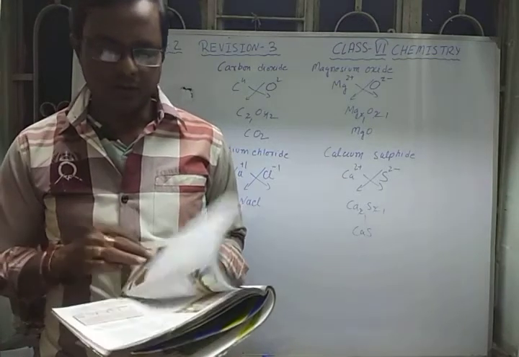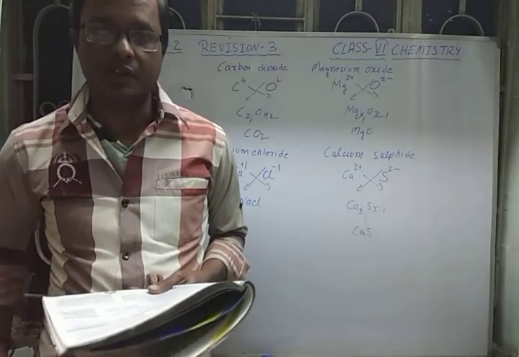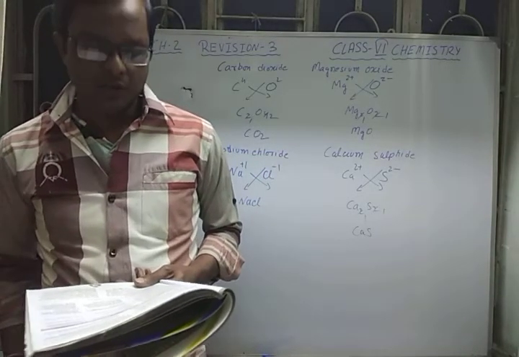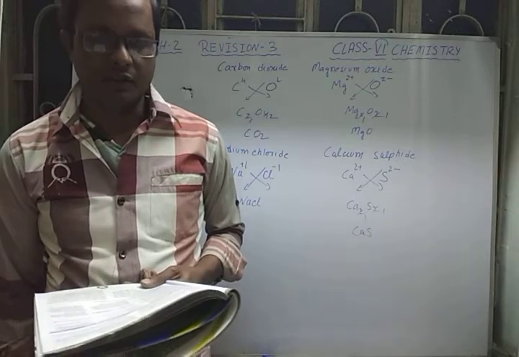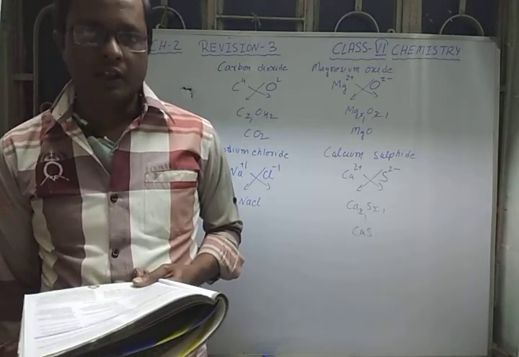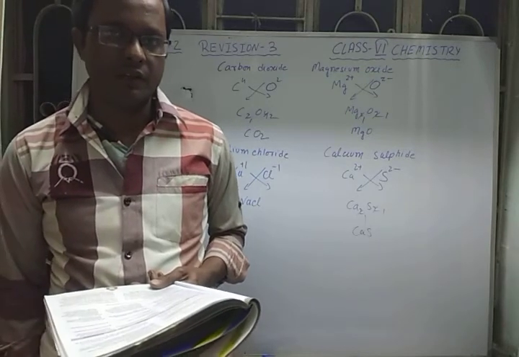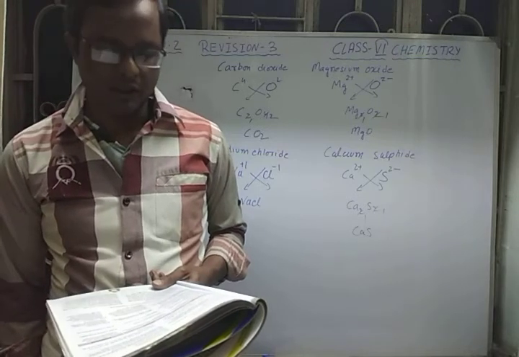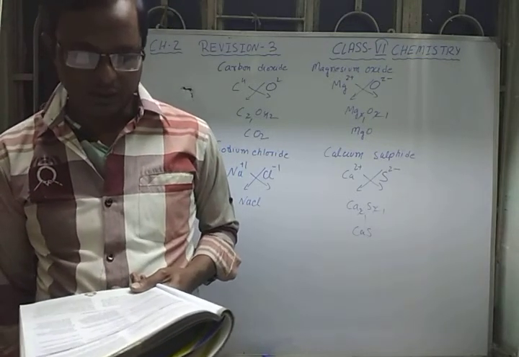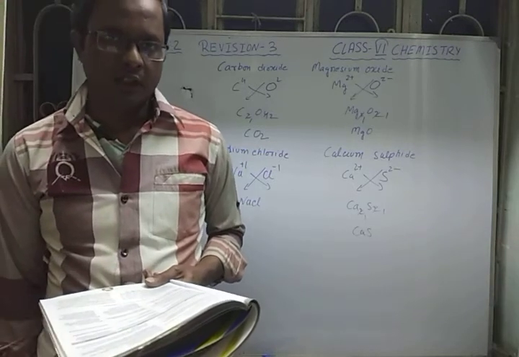Now the next is the types of mixture. Mixtures are of two types. One is heterogeneous mixture, another is homogeneous mixture. Heterogeneous mixtures are those mixtures in which the constituents of the mixture do not mix uniformly. Means non-uniformly distributed, they are called heterogeneous mixtures.